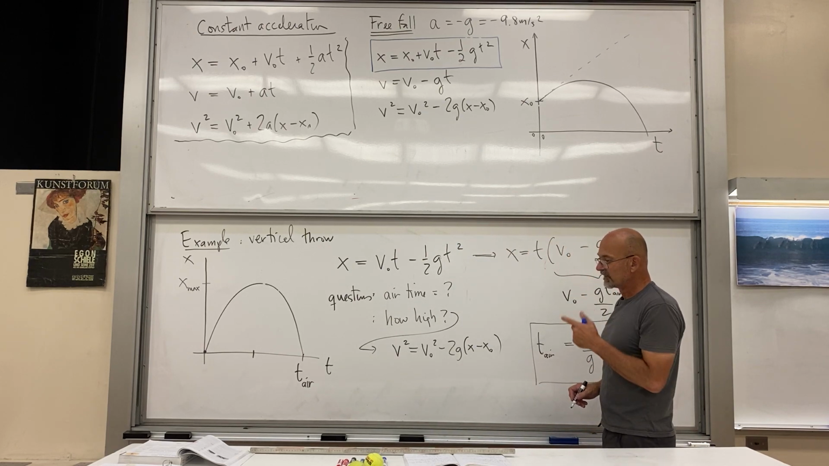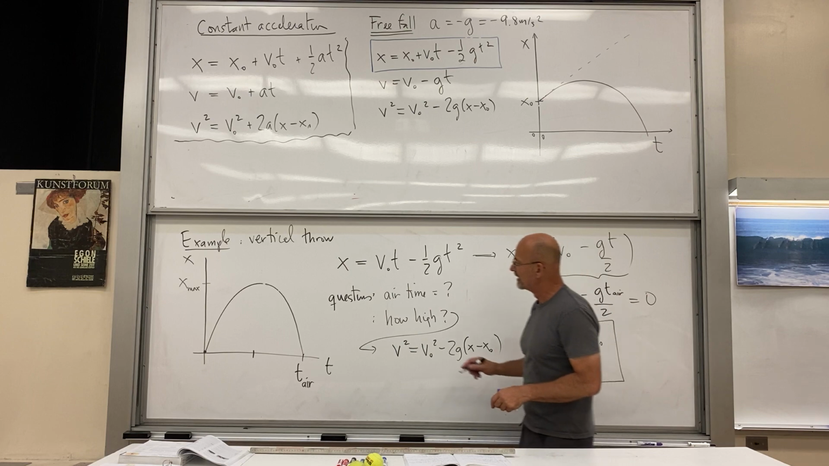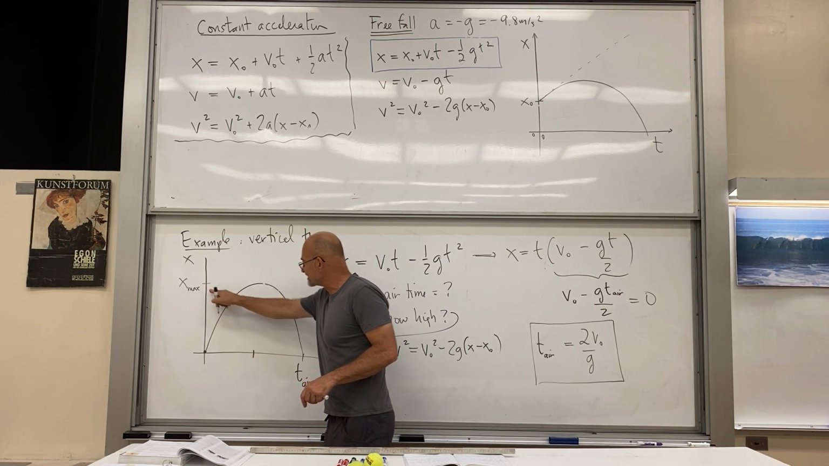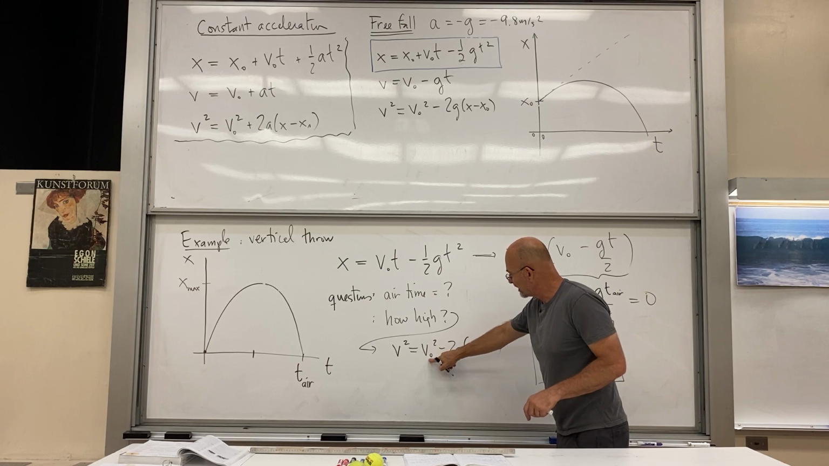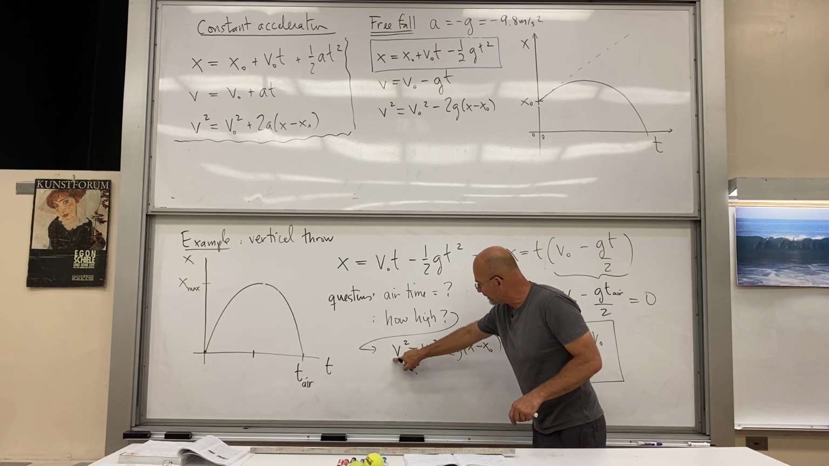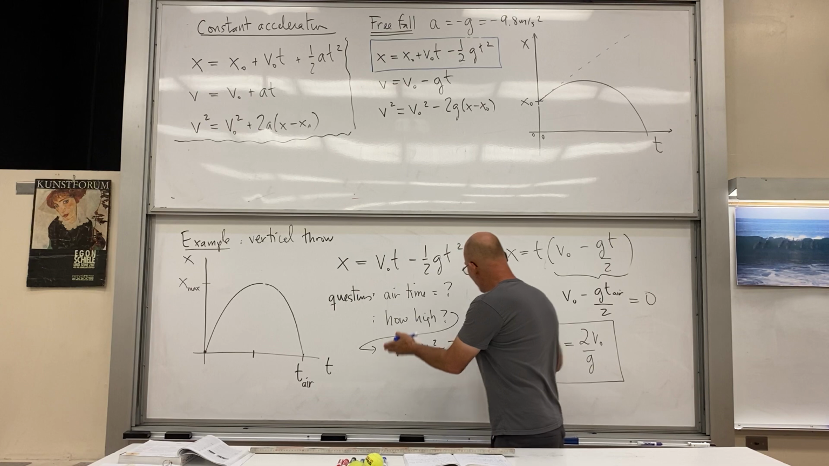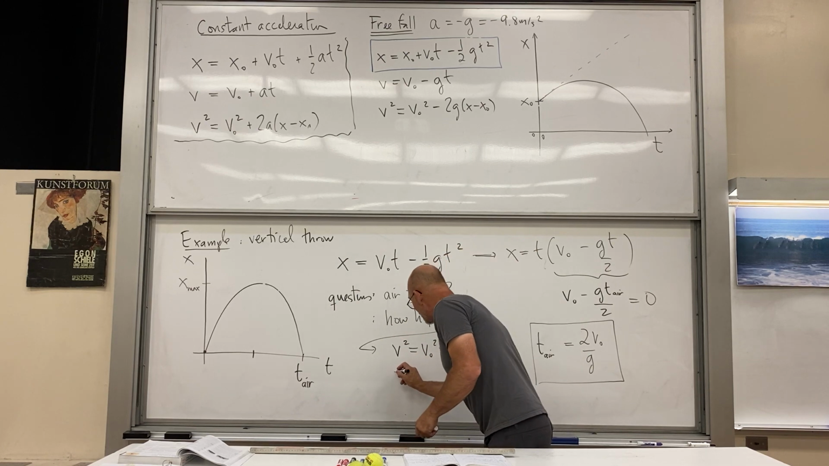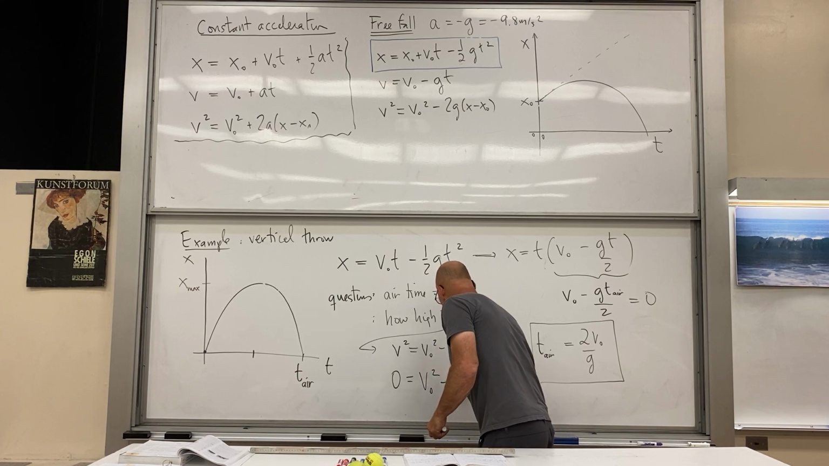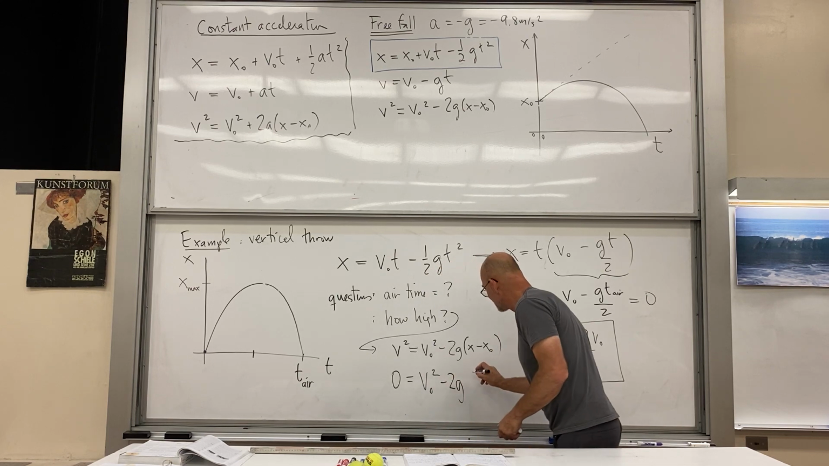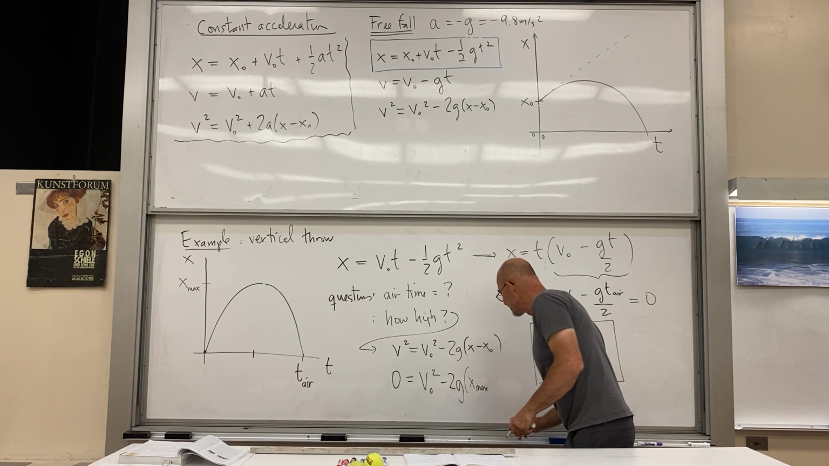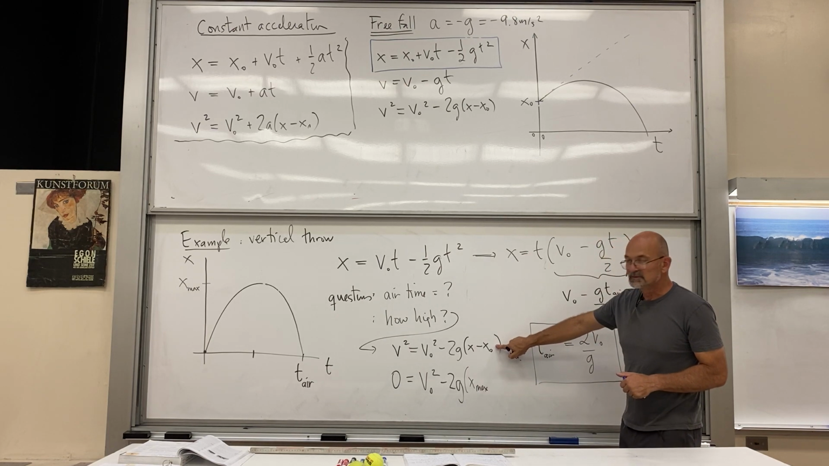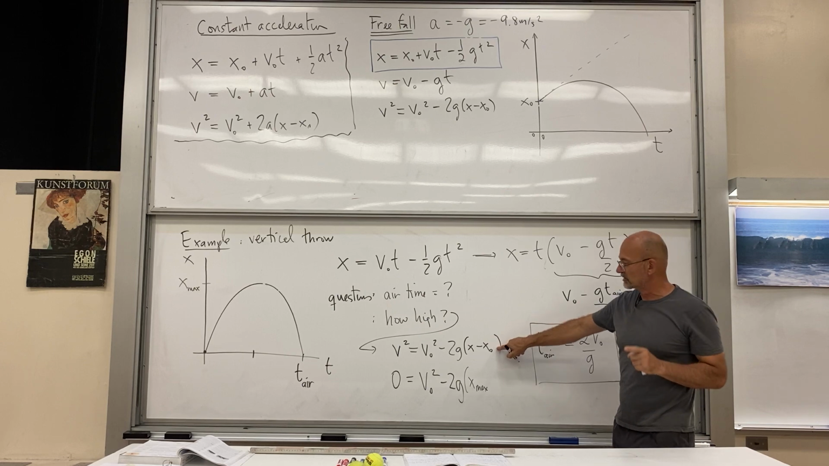And here's the thing. When we reach x max, V is equal to 0. So we're going to evaluate this formula as follows: 0 equals V0 squared minus 2G times x max. But what was x sub 0? X sub 0 was 0.